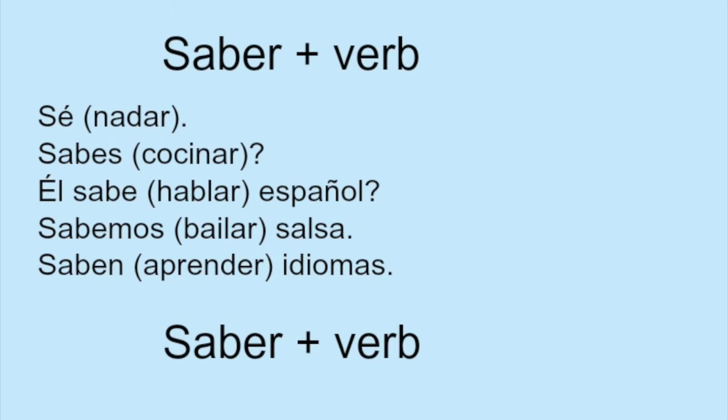Él sabe hablar español. Or this is a question. So, ¿él sabe hablar español? Does he know how to speak Spanish? Does he know to speak Spanish? Sabemos bailar salsa. We know how to dance salsa. Saben aprender idiomas. They know how to learn languages. So once again, with or without como, how is still in there in the English form.